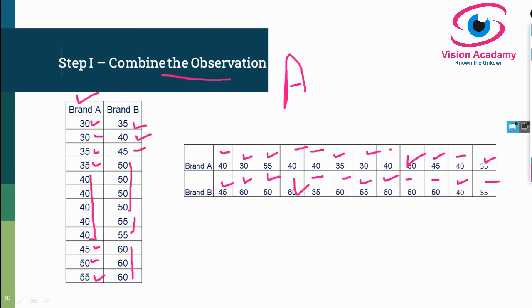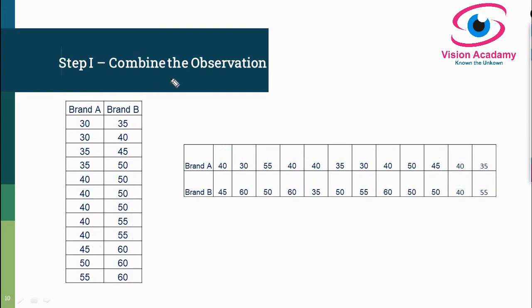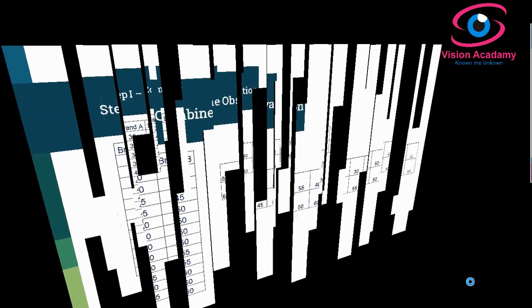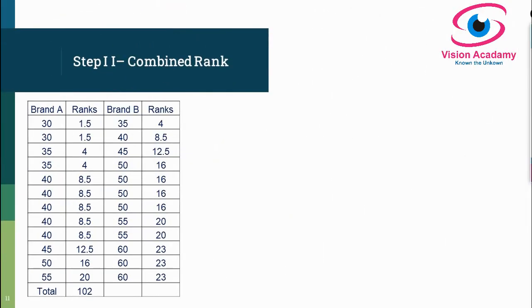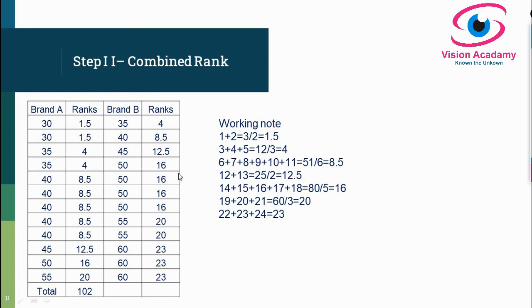So the first step of the Mann Whitney U-test is over, that is, combining the observations of both populations. After the first step, now we go to the second step, that is the combined rank. After combining all the observations, now we have to give ranks. Here the ranks are already given, and that working note I will show you on the right side.